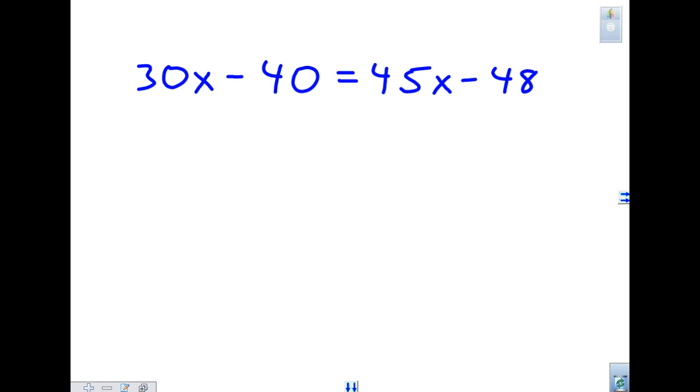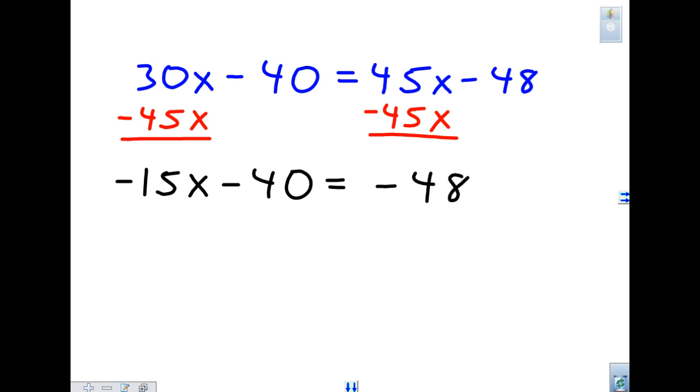To solve the equation, we need to get x on one side, everything else to the other side. So I like to start with getting x on one side first. So I'll subtract 45x from both sides. This eliminates it from the right-hand side so that it only exists on the left-hand side. Right? And so when we combine like terms, we're going to end up getting negative 15x. Right? 30x minus 45x is negative 15x. The minus 40 gets copied down. On the right-hand side, the x disappears, and so we just copy down the negative 48.